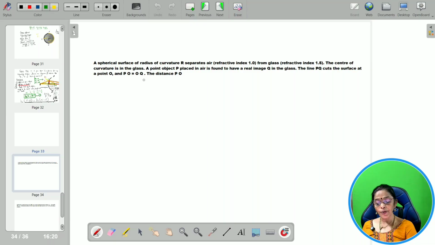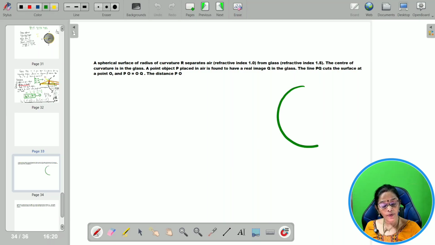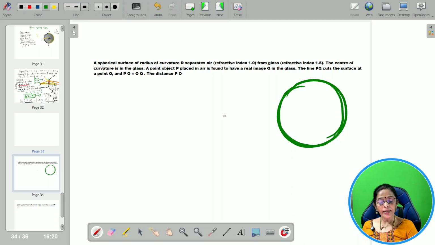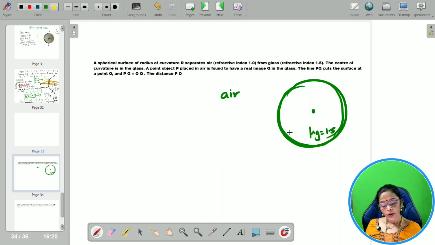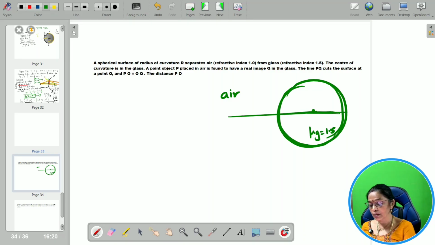A spherical surface of radius of curvature R separates air from glass of refractive index 1.5. The center of curvature is in the glass. A point object P placed in air is found to have a real image Q in the glass.